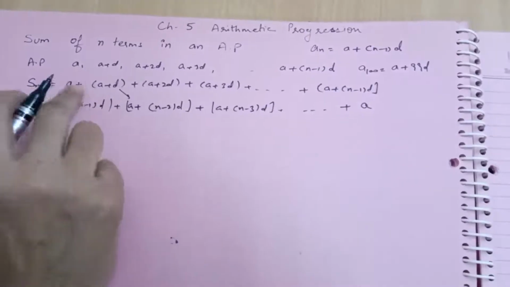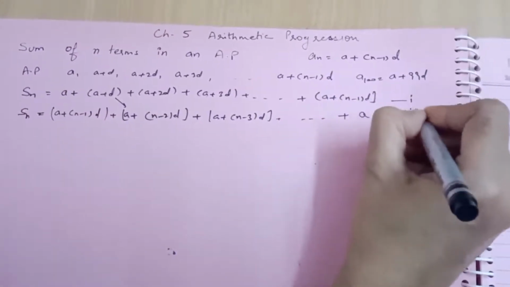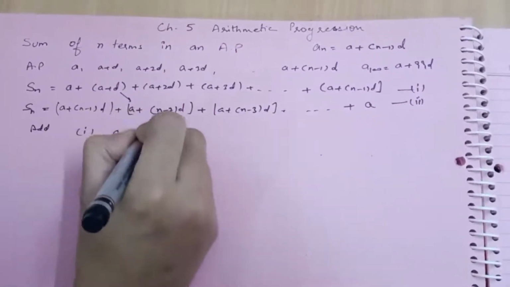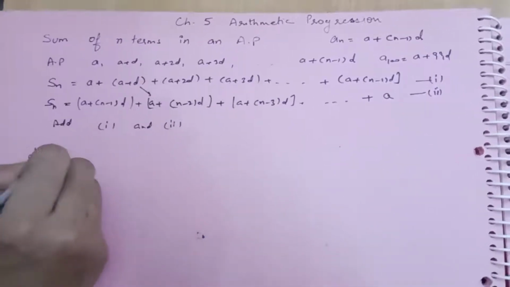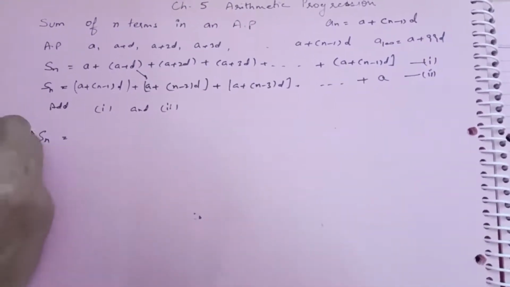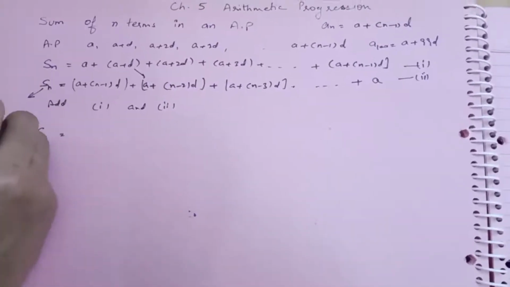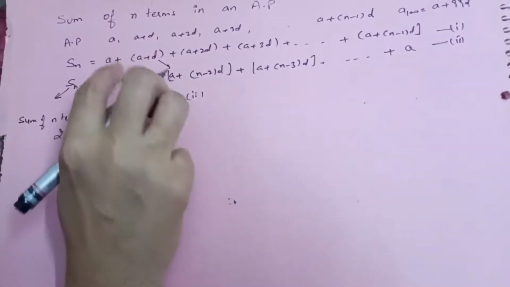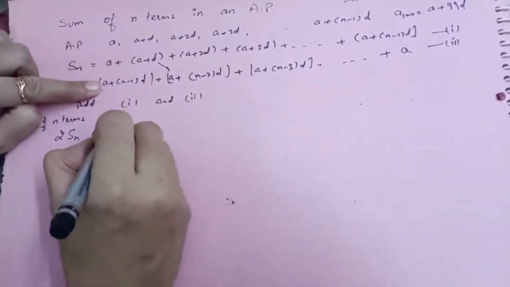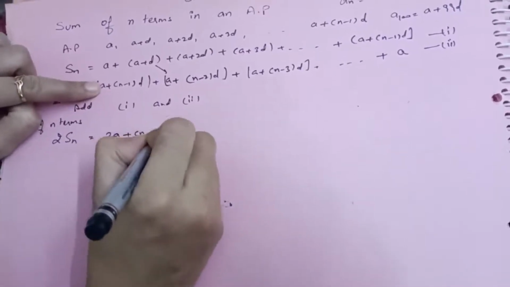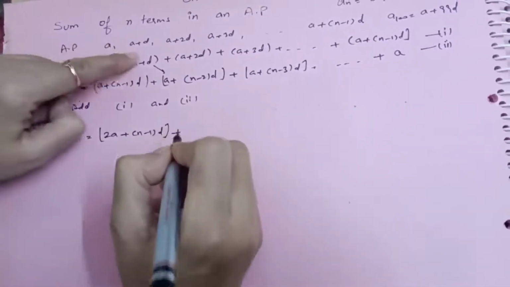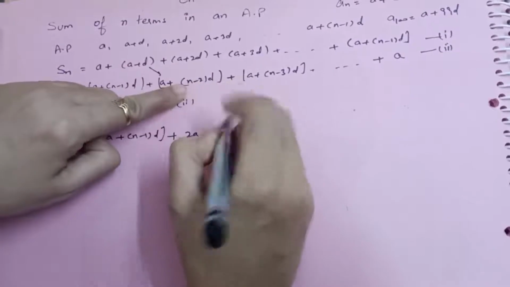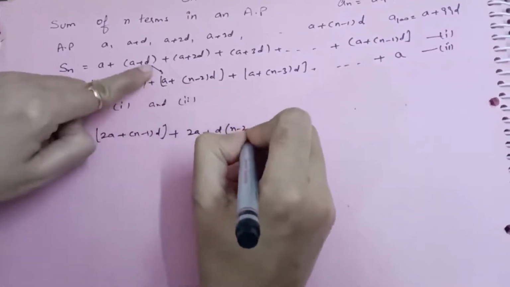If I add the first and second rows, it will be twice Sn, where Sn is the sum of n terms in an AP. First you add these two. If you add this and this, a + a will become 2a, plus (n - 1)d. This is first. Plus, if you add this and this, you see how I am adding: a + a is 2a, plus d will be common and inside will be (n - 2 + 1).